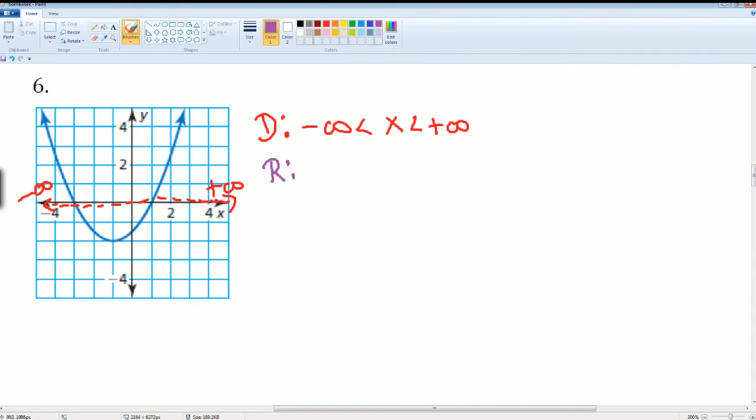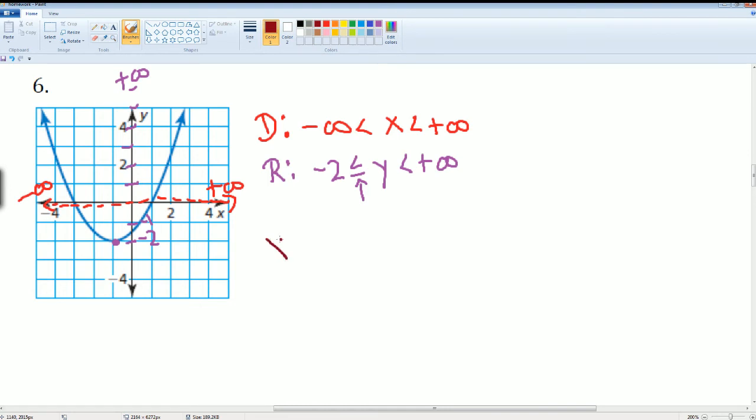Let's look at your range. What is the smallest y value? -1, -2. See, it stops right there. -2. Notice we include it. It can be equal to -2. For the y, how high does it go? Well, it keeps going, all the way to positive infinity.